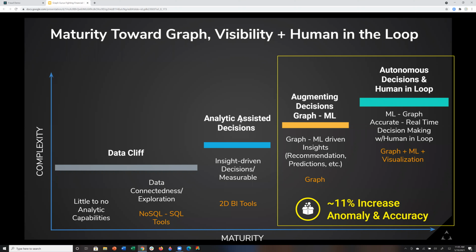The next category here is using analytics to assist the decision-making processes of fraud investigators, analysts, fraud reviewers, these types of people. That is the realm of BI, business intelligence tools. That is the use of this data, especially structured data, to help make those decisions. But where we want to head, and what we're going to talk about today, is that third category in the yellow box.